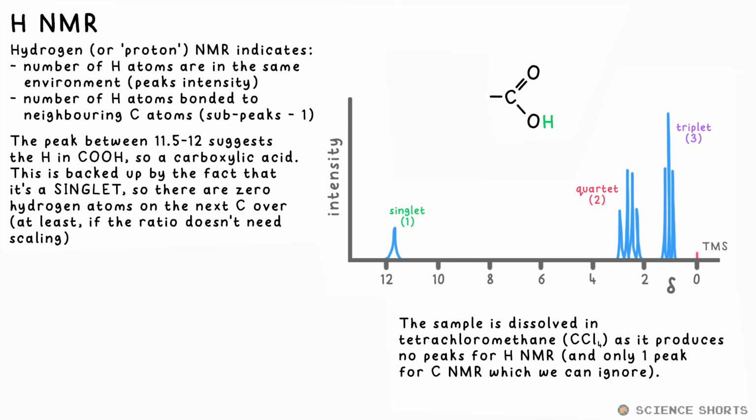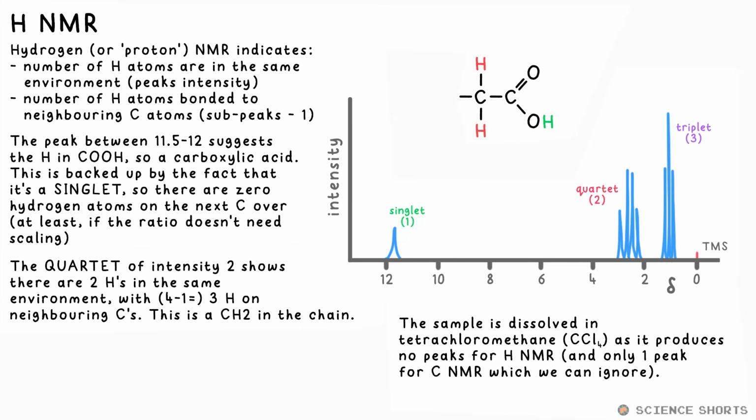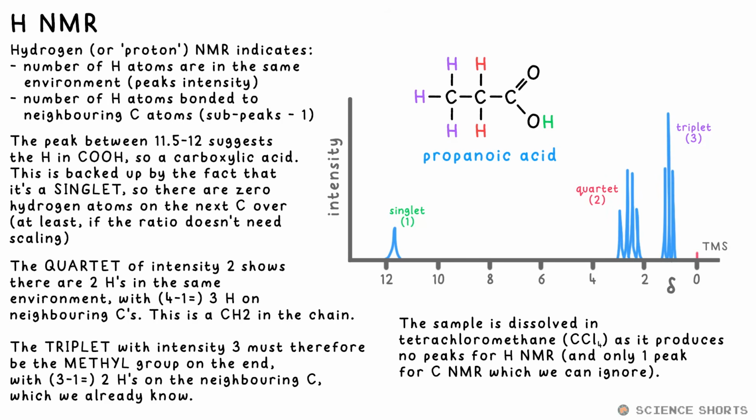We see a peak between 11 and 12, so we can infer that there's a carboxyl group present. We see a peak between 2 and 3, which makes sense, as that would be a CH2 next to the COOH. An intensity of 2 means that there's 2 of these. Finally, we have a peak at around 1 parts per million with an intensity of 3, so that's likely going to be the CH3 at the end of the chain.